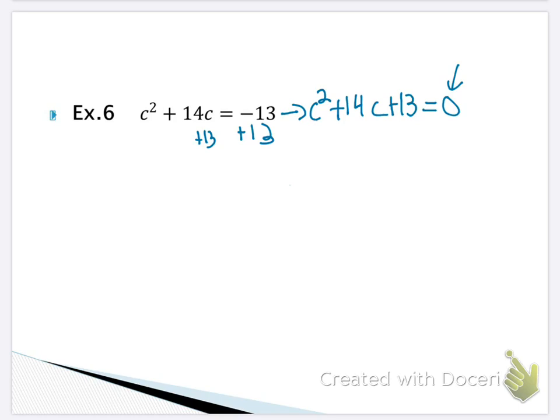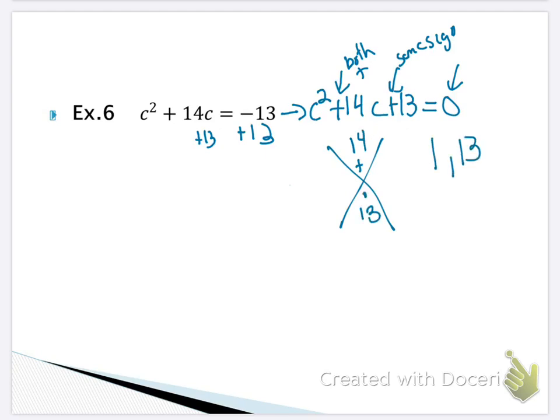Okay, so now we can use our x method because our leading coefficient is 1. This tells me same sign. This tells me both negative. Nope, both positive, sorry. So adds to give me 14, multiplies to give me 13. They're both going to be positive. The only way that can happen is 1 and 13. So we can write this out as x plus 1, x plus 13 equals 0.